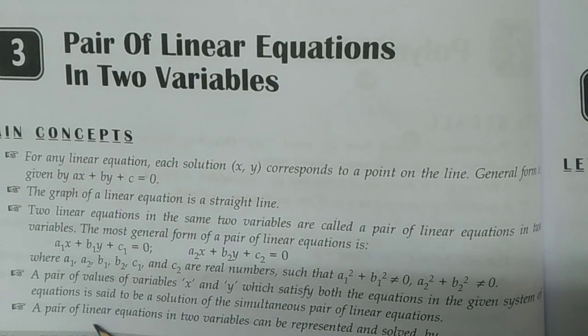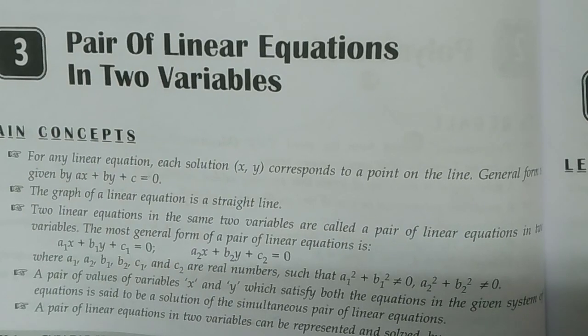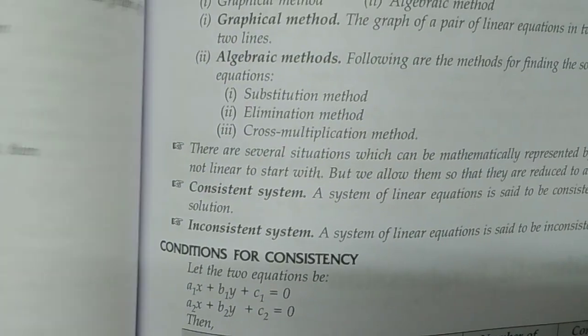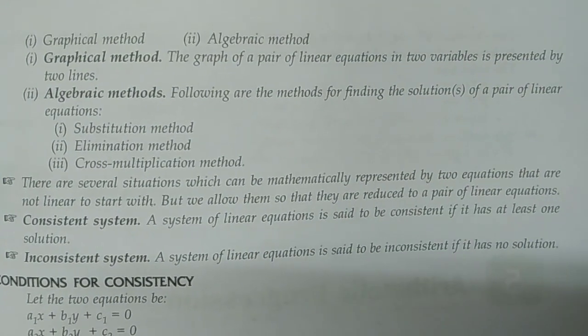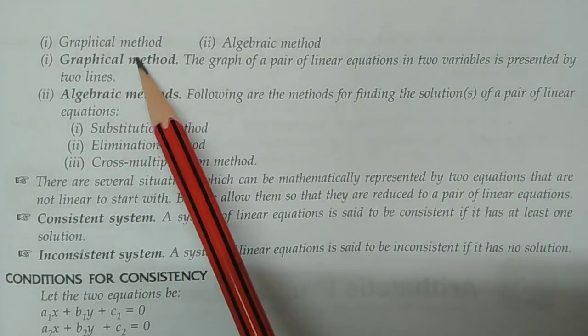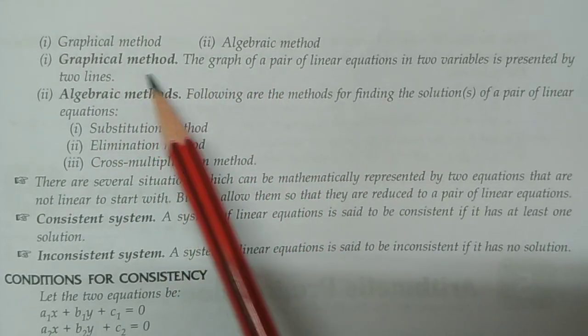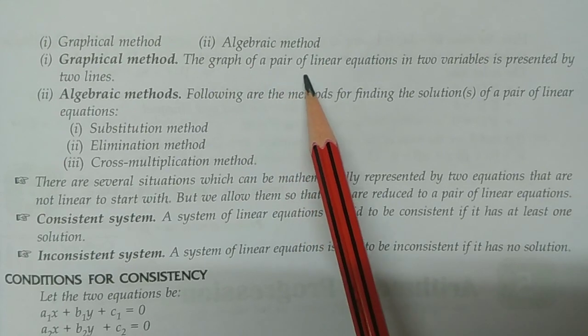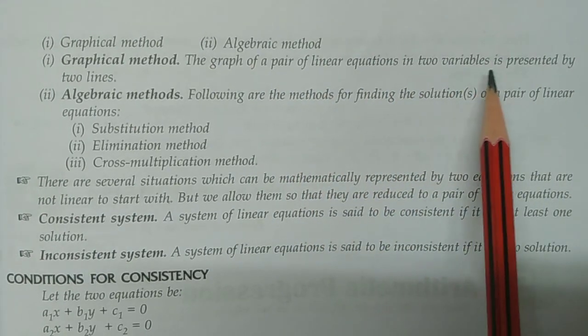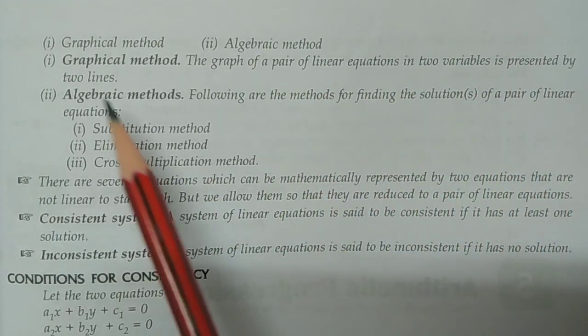Next, a pair of linear equations in two variables can be represented and solved by a graphical method, and second is the algebraic method. So what is the graphical method? The graph of a pair of linear equations in two variables is represented by two lines.